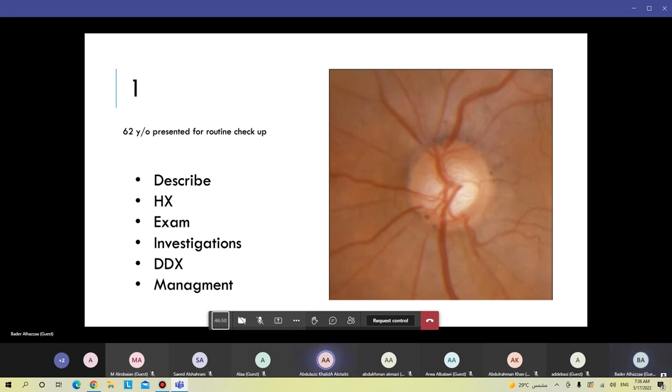After that, I can do any special tests, for example, visual field testing or the OCT. Yes, you can also do gonioscopy, and for the investigation, as you mentioned, OCT and visual field. What else? These are the two main things that I would do.